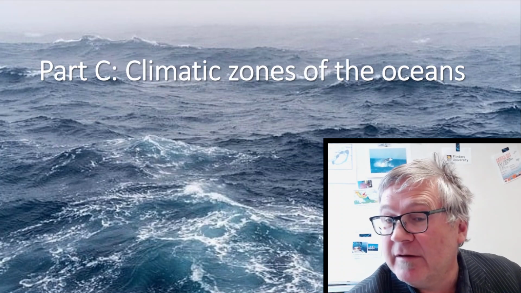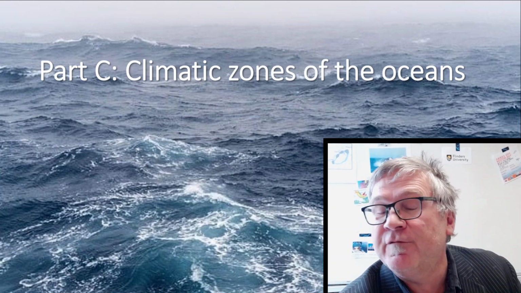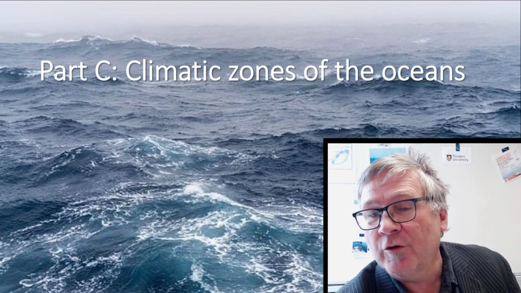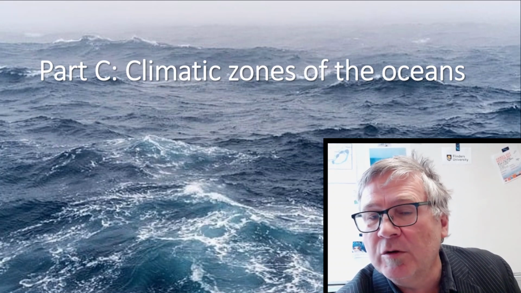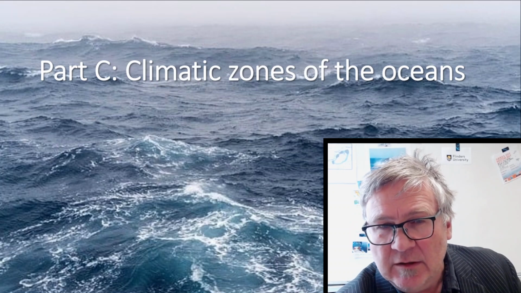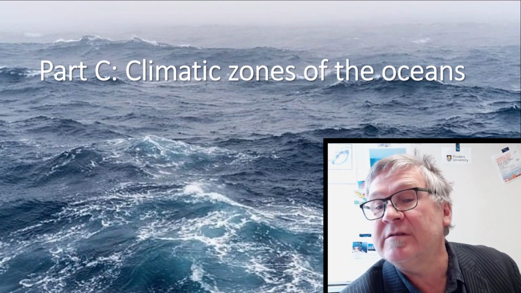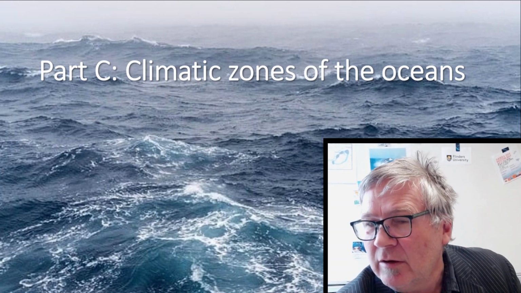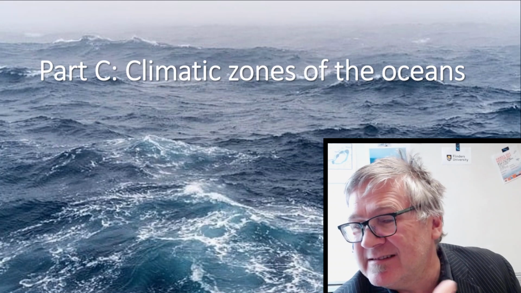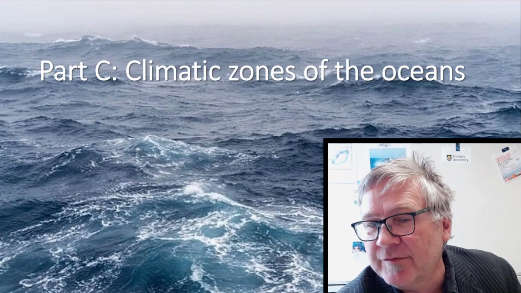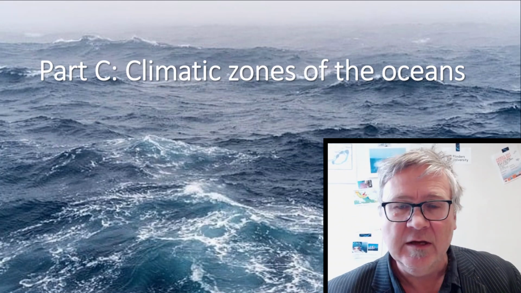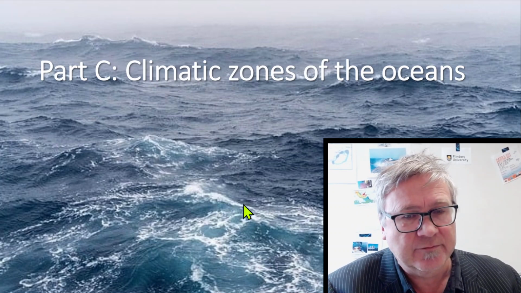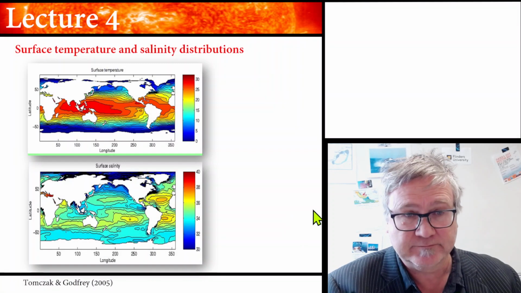However, there are distinct different species that only live in warm water. There are warm water species and there are cold water species. So based on the temperature distribution in the ocean, you can define some type of climatic zones. Okay, based on temperature. So let's have a look at the temperature distribution in the ocean. Okay, let's click on that.